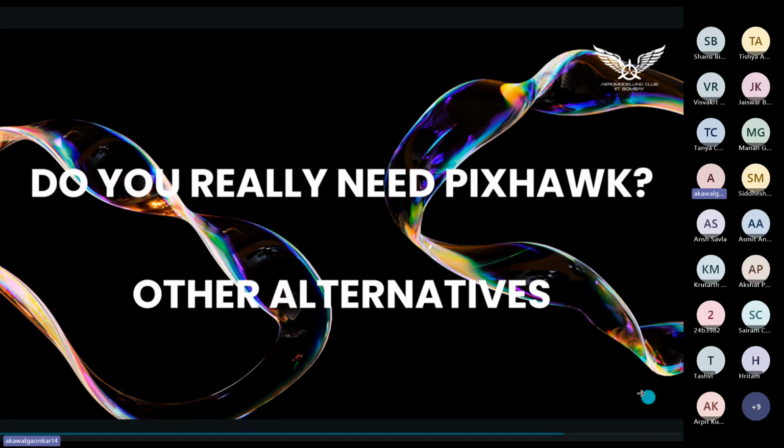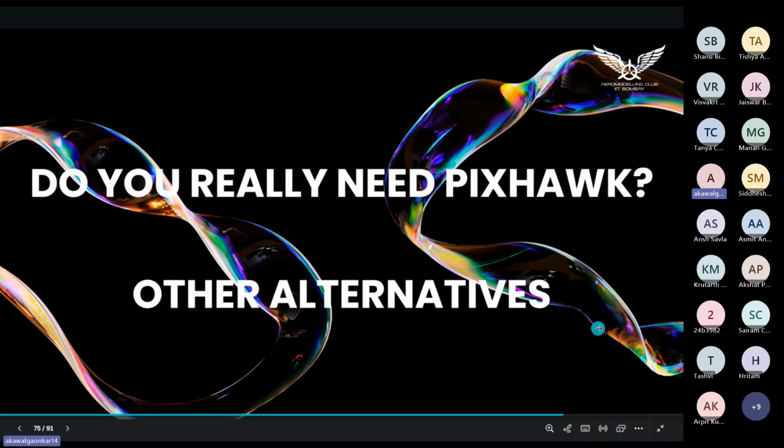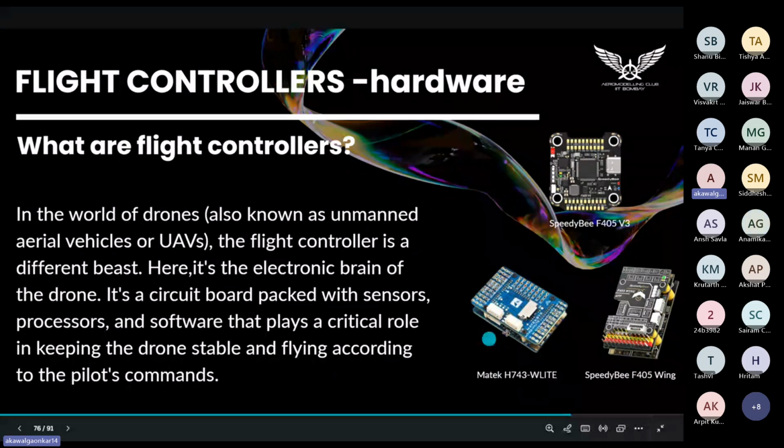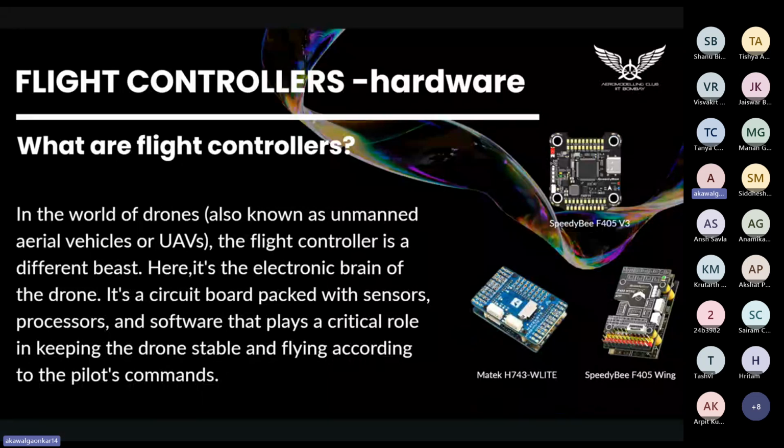So instead of using Pixhawk, there are other flight controllers you can use. Here you can see there are three types of flight controller I have shown. This PDB F405V3 is most commonly used, but it is for quads. But if you want to make VTOL or airplanes, you can use one of these two flight controllers. One is Matek H743W light flight controller, and another is SpeedWay F405N.